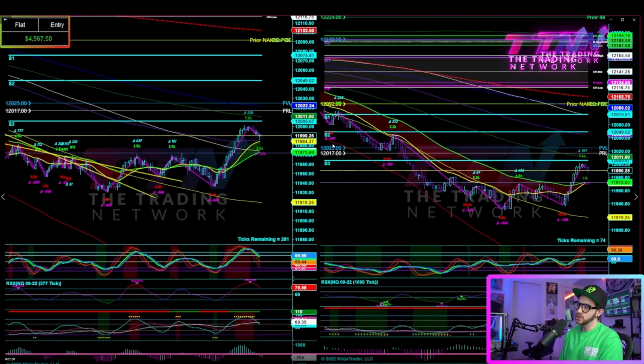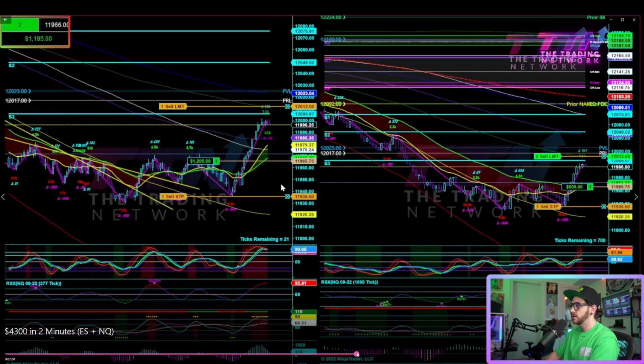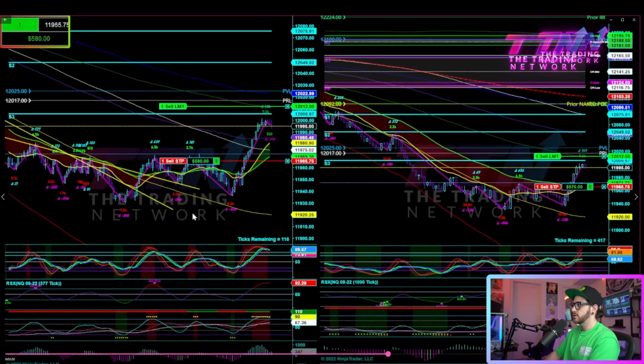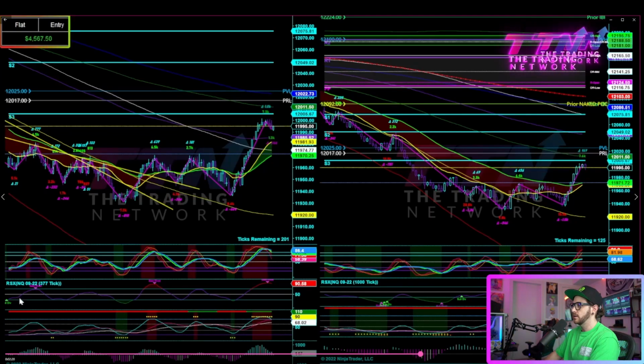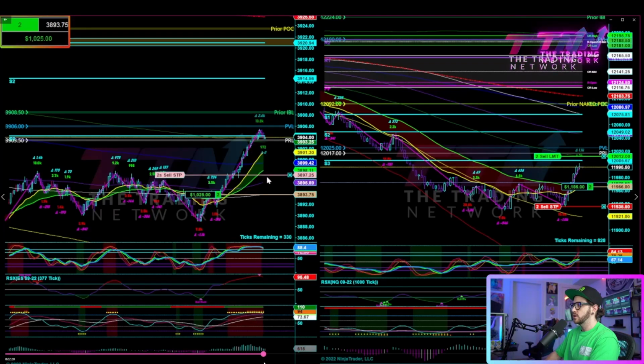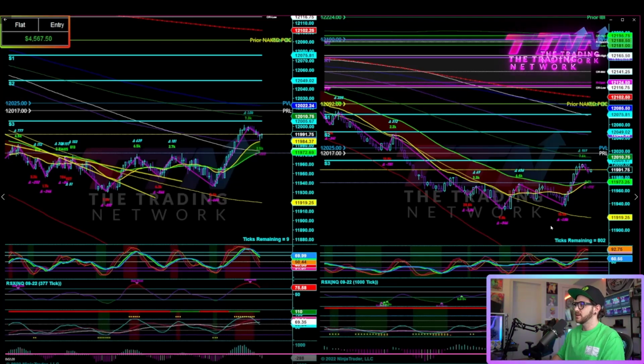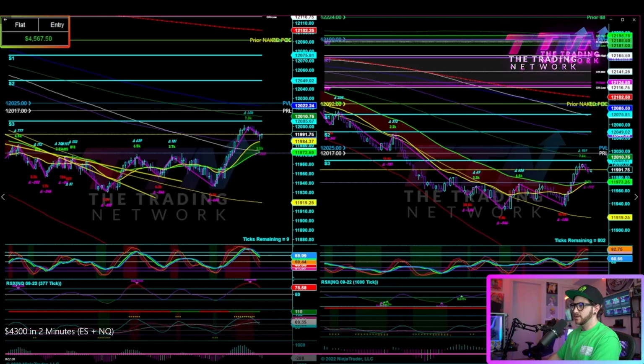Obviously, had a good chunk of size on ES, only 2 contracts on NQ, and was still able to lock in about, I believe, probably close to $1,300, $1,200 on that trade alone, and the rest was, of course, on ES. But I wanted to explain this to you guys, break this down, and show you especially that when this liquidity gets run, you can see the same exact thing happens on NQ here, right?